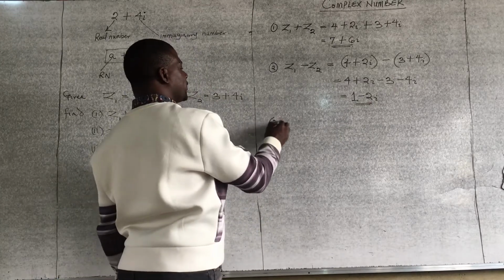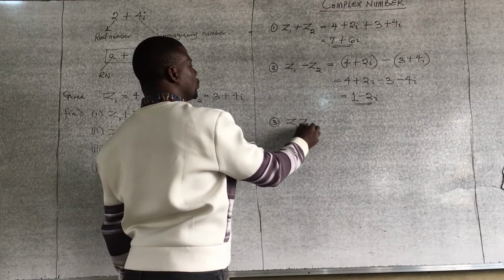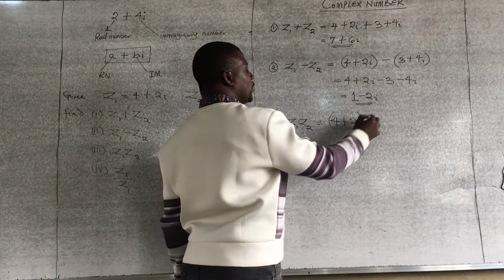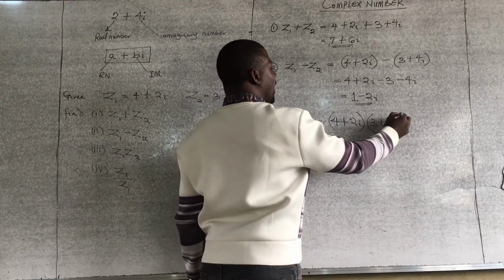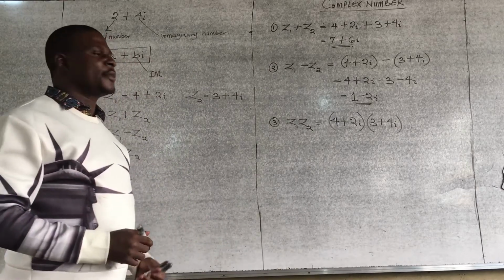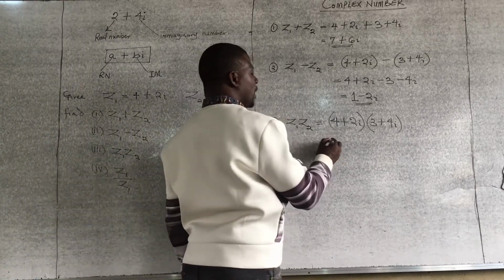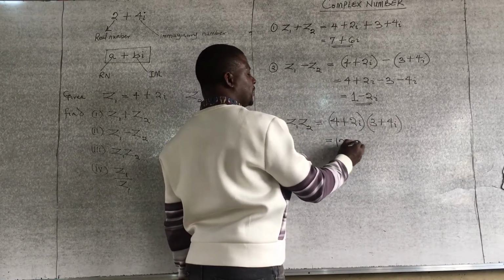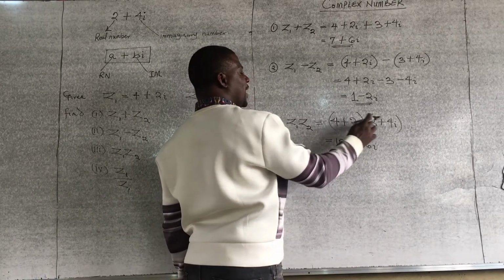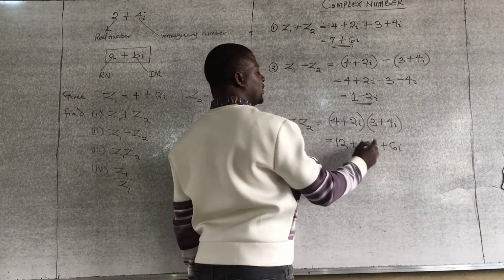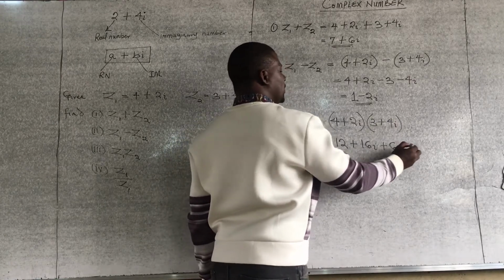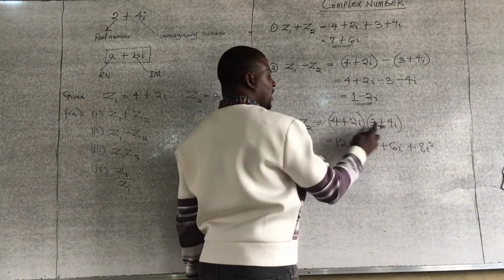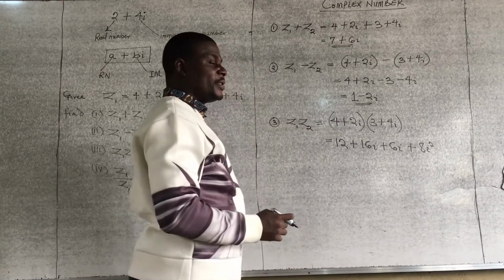Okay, number 3, which is Z1 Z2. Z1 Z2 means I want to multiply. So (4 plus 2i) into bracket (3 plus 4i). Bracket means times. So I want to times this. So this will now be 4 times 3, 12. 4 times 4i, 16i. 2i times 3, 6i. 2i times 4i, that's 8i^2, because 2 times 4 is 8 and i times i is i^2. You see that?